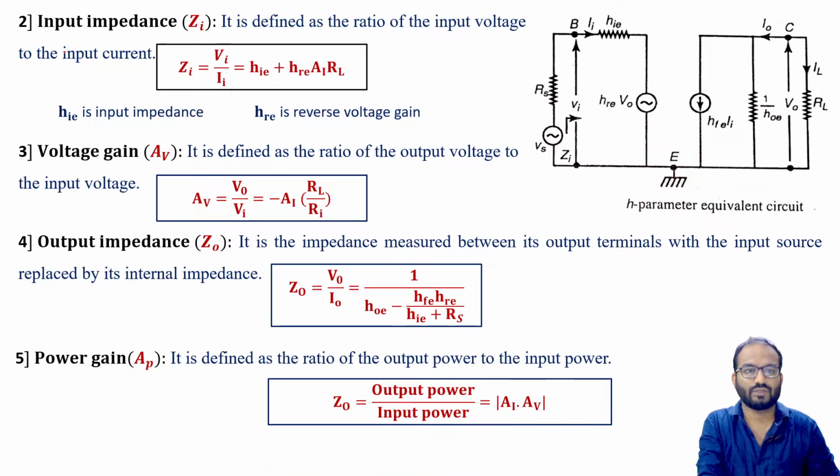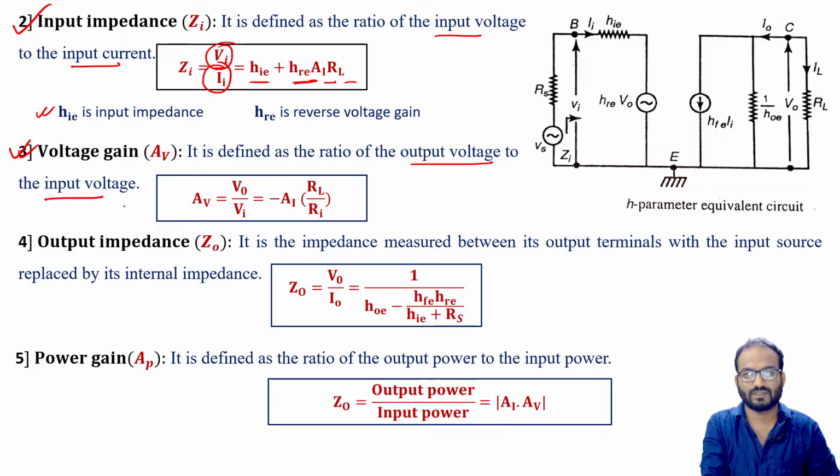Input impedance is the ratio of the input voltage to the input current, Vi by Ii, which is given by HIE plus HRE into AI RL. HIE is the input impedance, HRE is the reverse voltage gain. Similarly, voltage gain is the ratio of the output voltage to the input voltage, and it has the formula minus AI into RL by Ri. Minus AI is the current gain, as you have already talked about. RL is the load resistance, and this Ri is the input resistance, HIE and Rs if there is any.